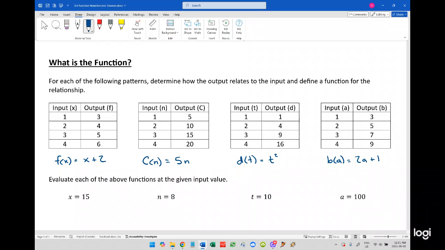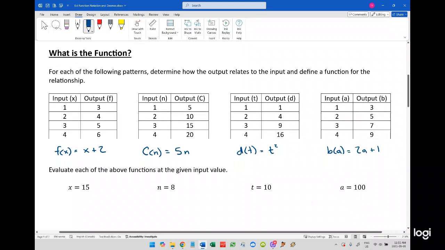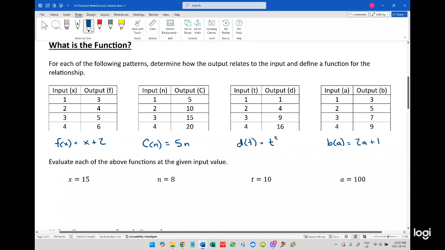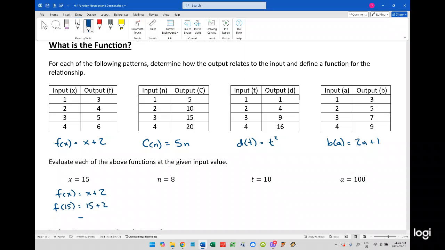So now what we can do is evaluate these functions at different values. Now again, you did this in grade 9, except you used stuff like y equals, well, the first one we would use y equals x plus 2. And then the teacher might have said, what is y when x is 15? And you would say, well, y is 15 plus 2 is 17. Well, here we just use the notation and say f at x equals x plus 2, which means that f when the input is 15 is 15 plus 2, which is 17. So that's our new notation.